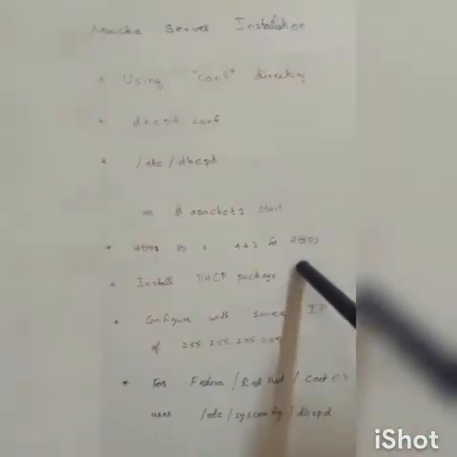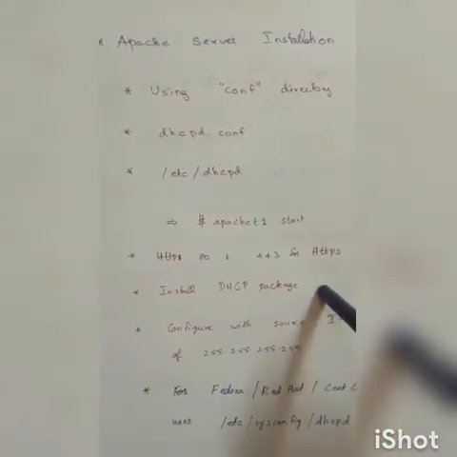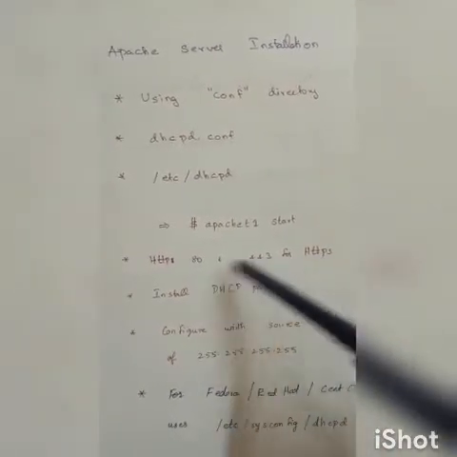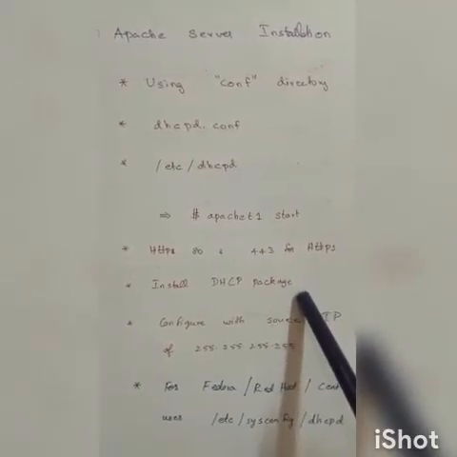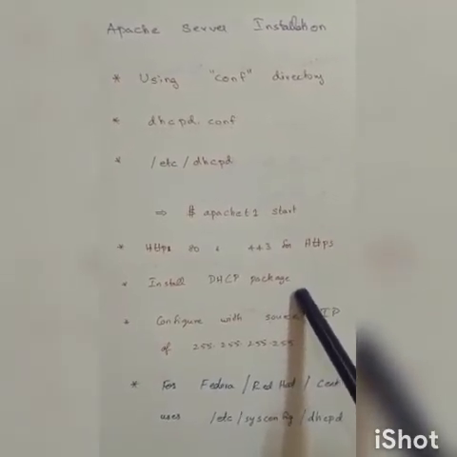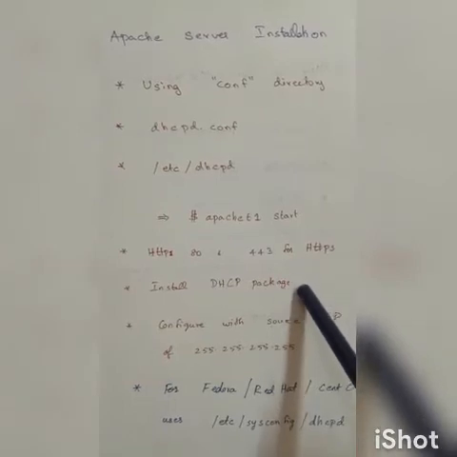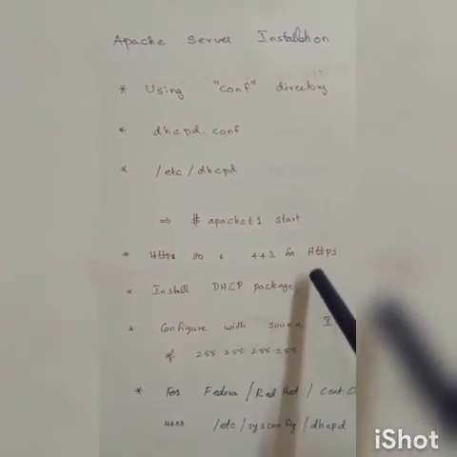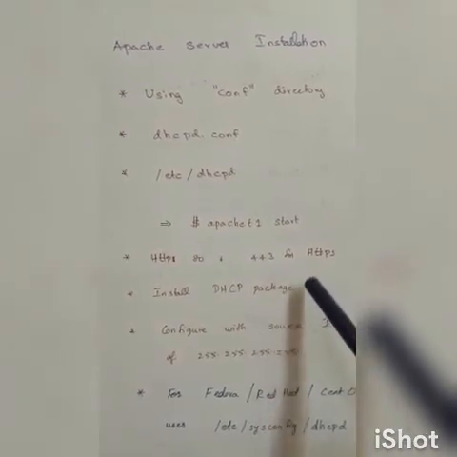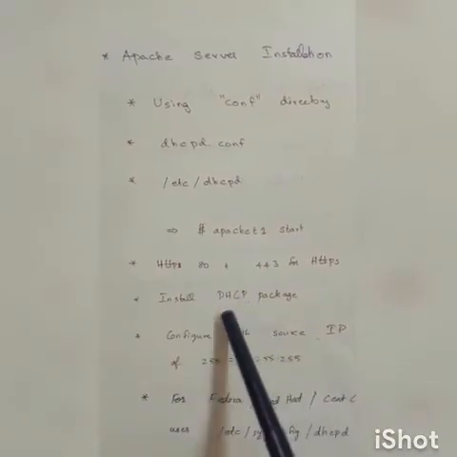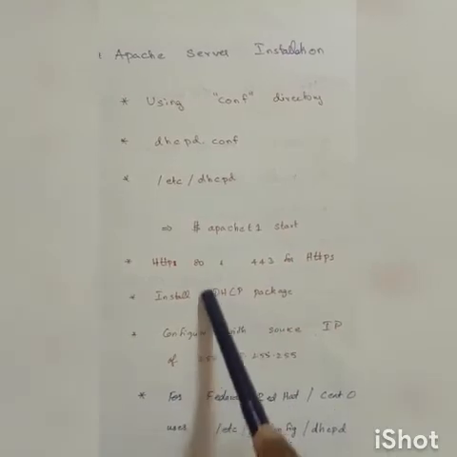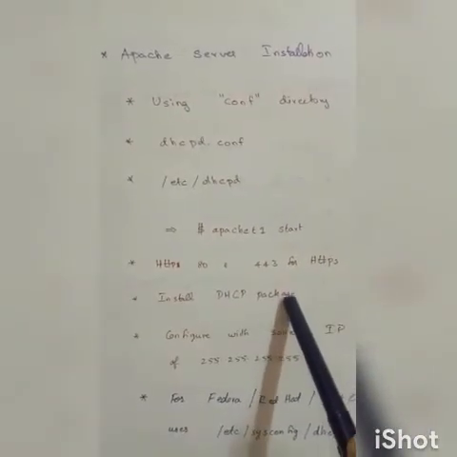I'll install my DHCP package here. Once I start my Apache, I'll fix my port number, whether I'm using HTTP or HTTPS. Then I'll install my DHCP package. The DHCP package is a skeletal configuration. It means the outer layer of your DHCP gets installed, where the inner files and inner built-in configuration functions get enabled directly with it.